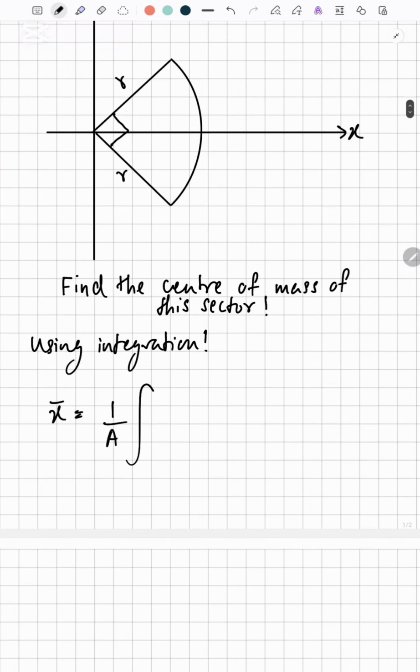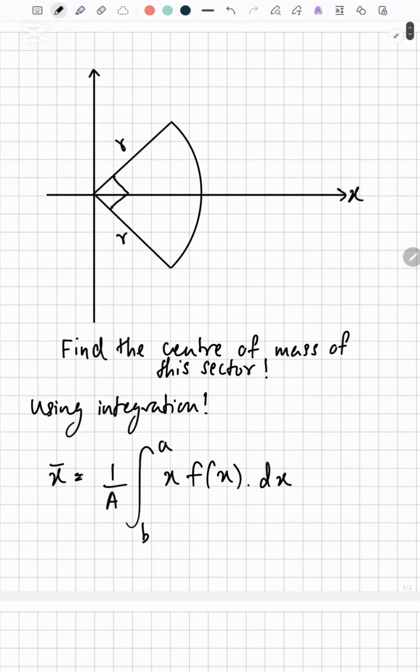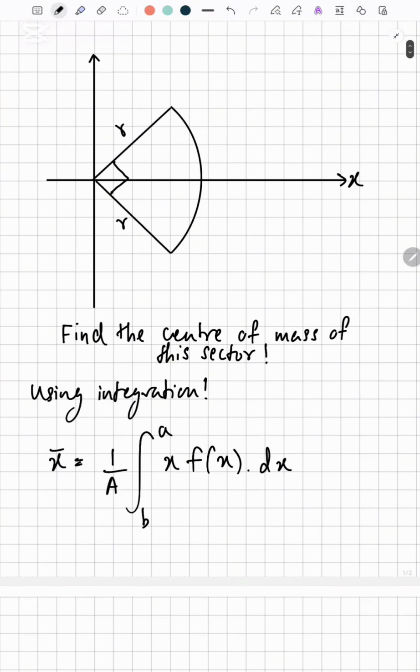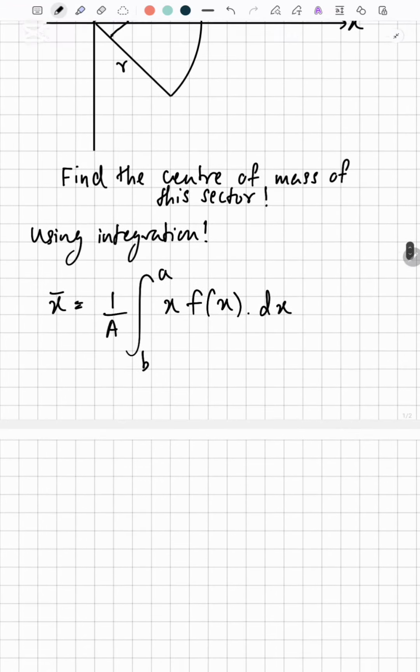So the center of mass along the x-axis equals 1 over the area and the integral of x into f(x) dx, right? This is the formula. But I'm going to show you a different approach to this question. As you can see, this is a polar coordinate question, right? Polar coordinate questions always start with r. So it's not f(x), it's actually r, right? It's going to be r equals either sine theta, cos theta, or something else. It can be anything, for example, right?